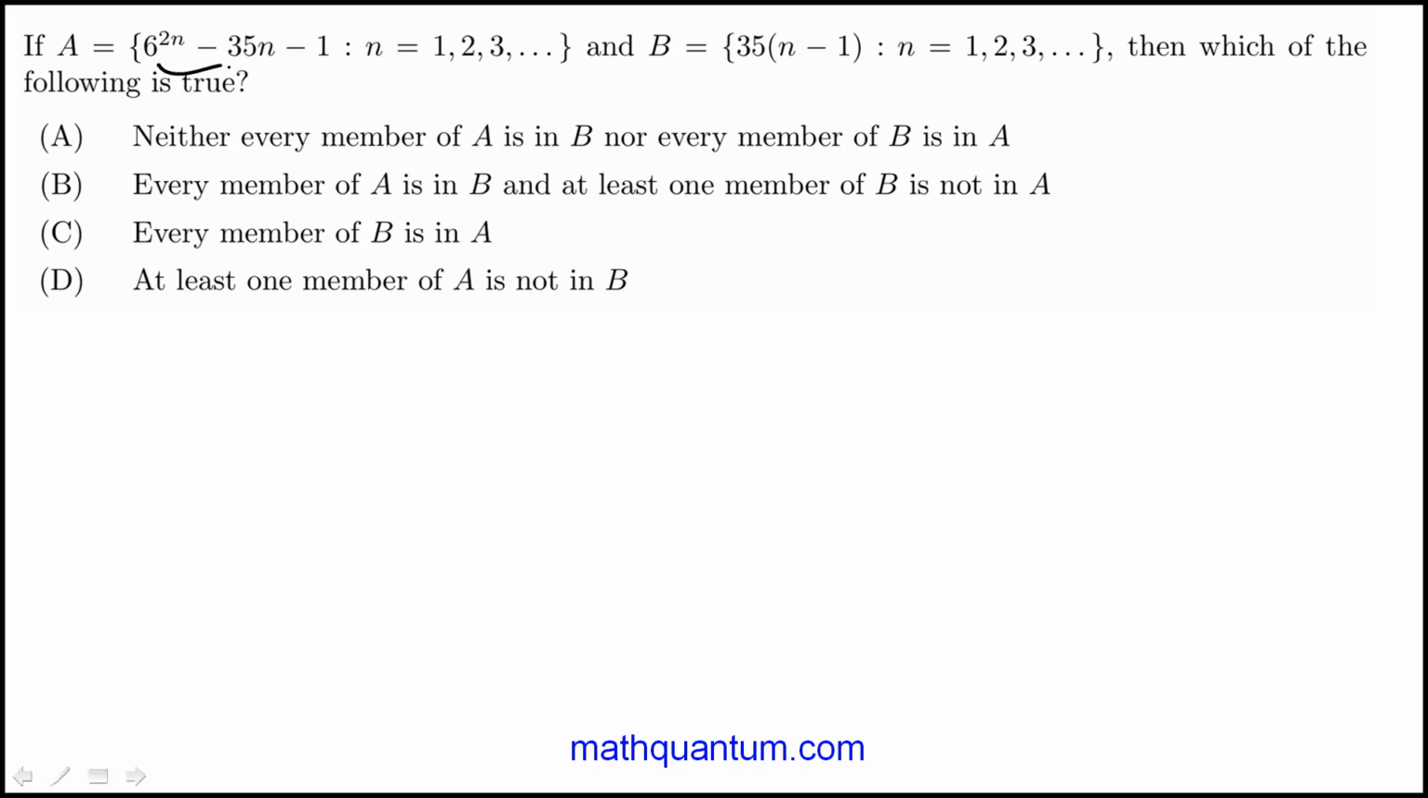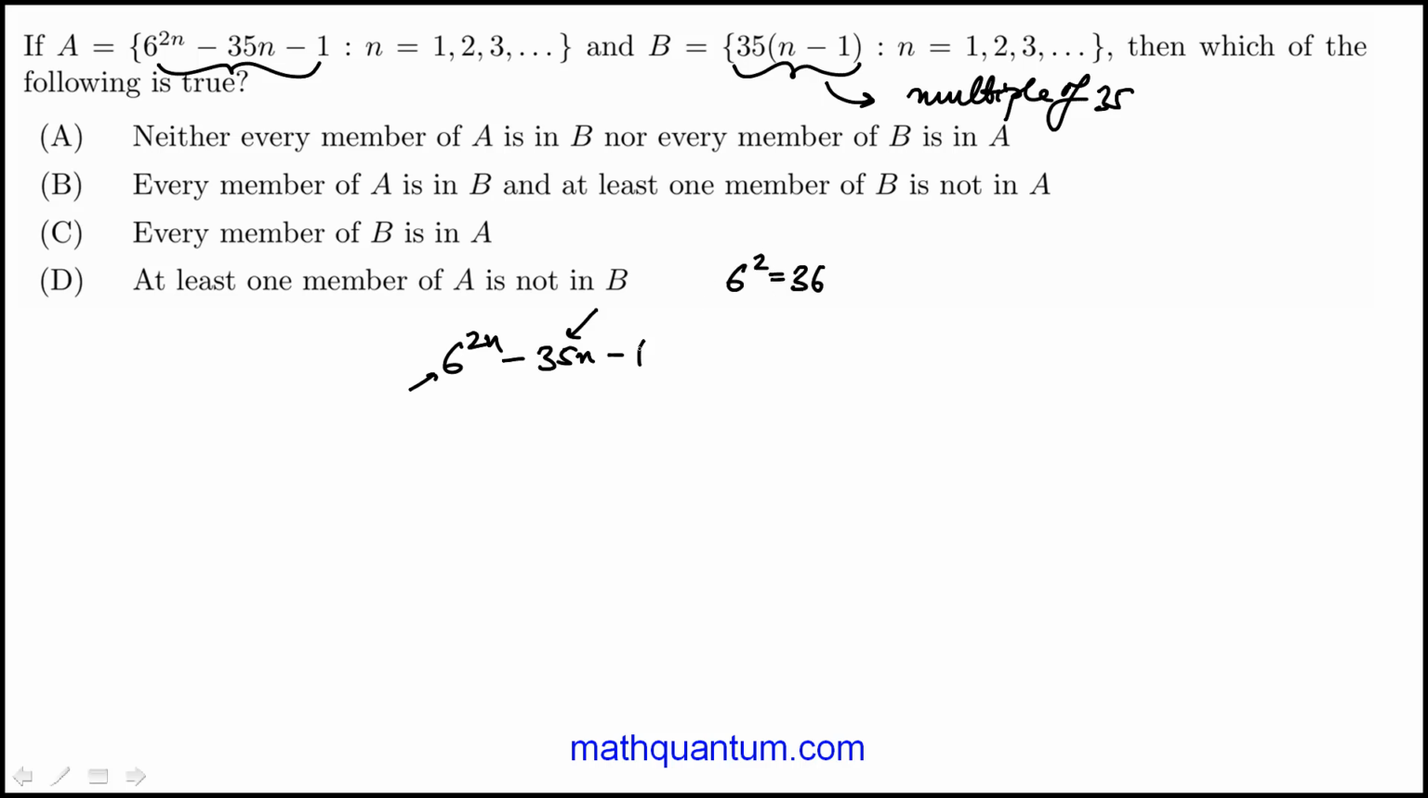So this is a hard question, and I will start by rewriting this so that I can compare it with that expression, which is a multiple of 35. So that gives you a clue that we have a 35 here as well, and 6 squared we know is 36, so that's close to 35. So there is some relationship here.